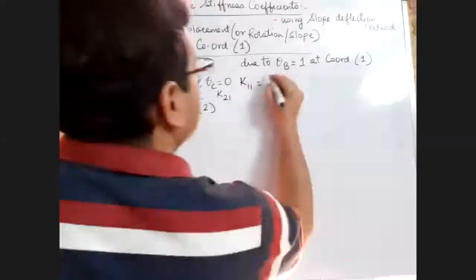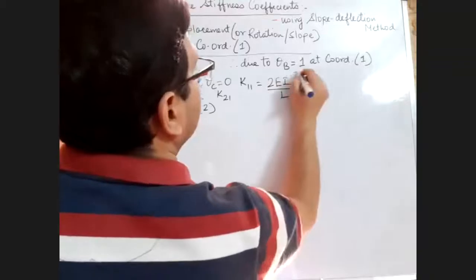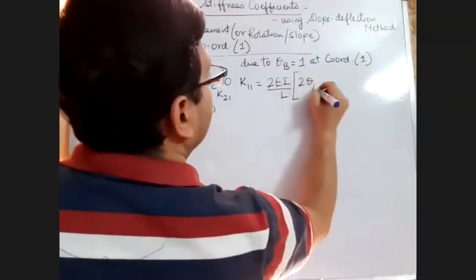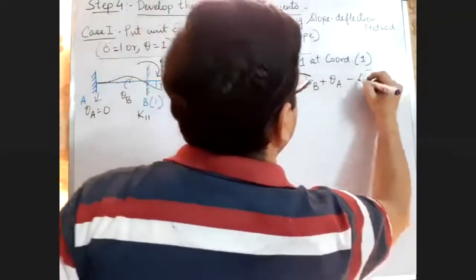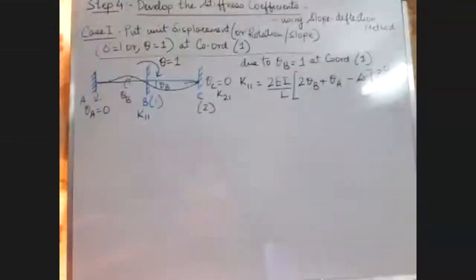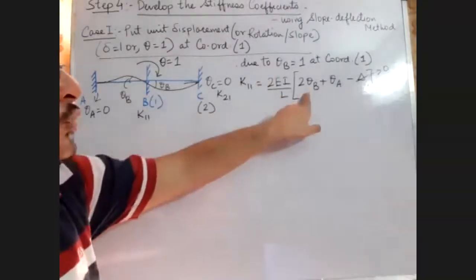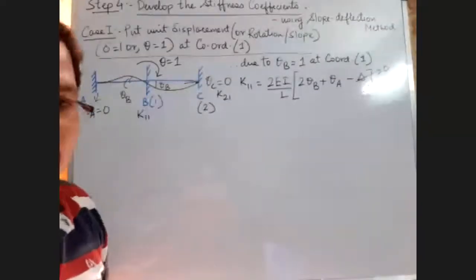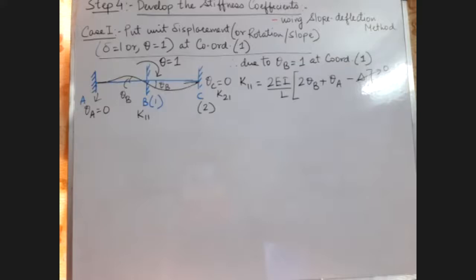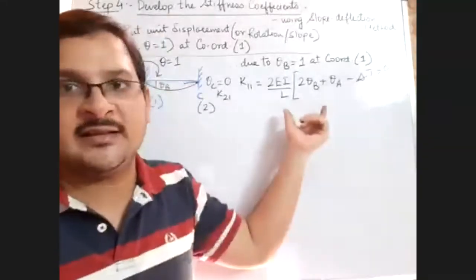So for K11, we apply slope deflection. 3EI by L, no. The basic equation is 2EI by L, 2 theta B, the near end, plus theta A, the far end, minus delta. Now delta is not given as a displacement. So this is the basic equation. All of you who have learned slope deflection can understand this.